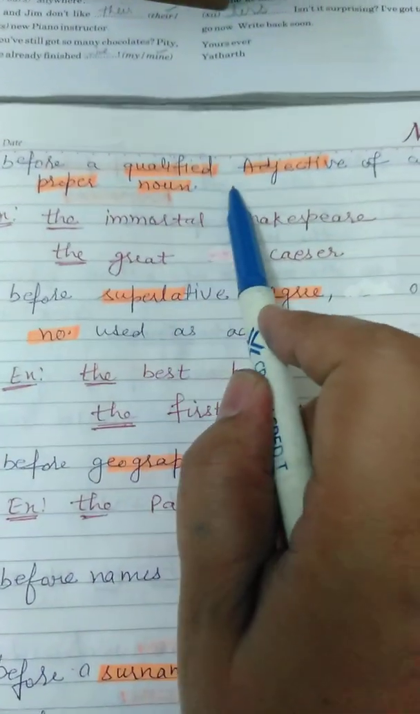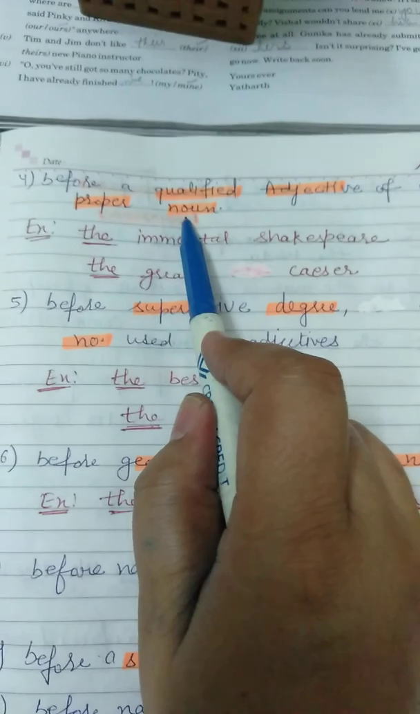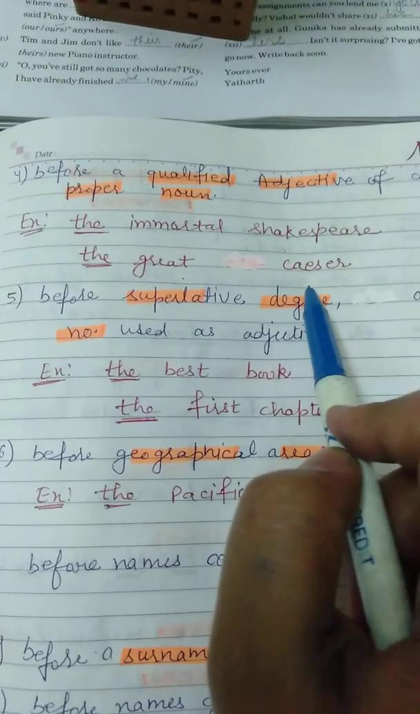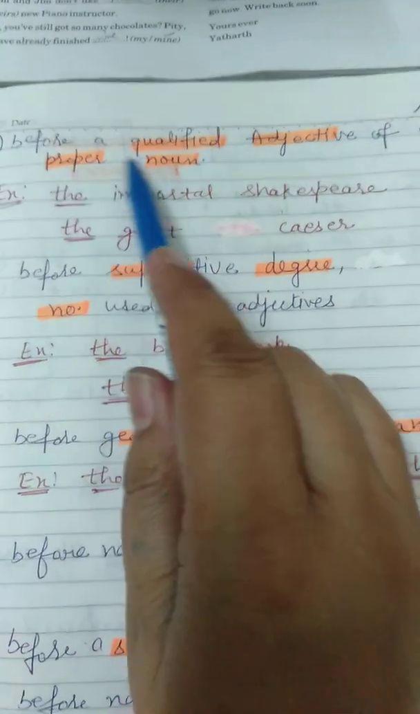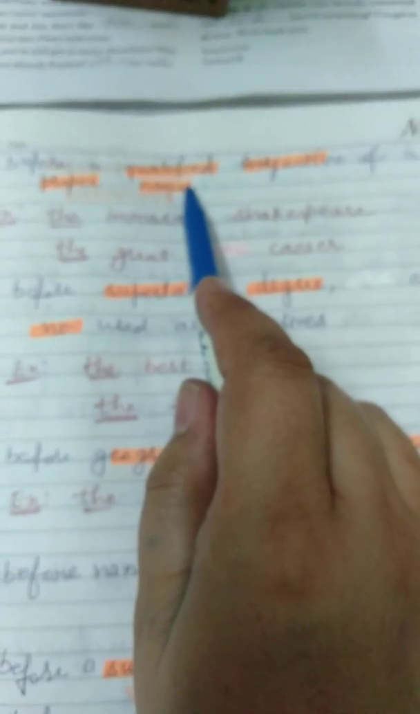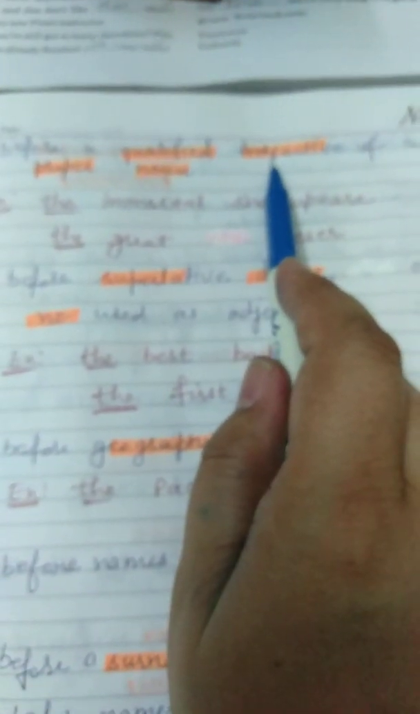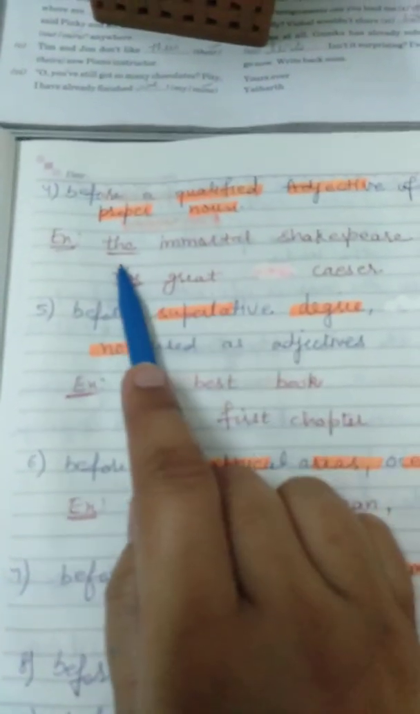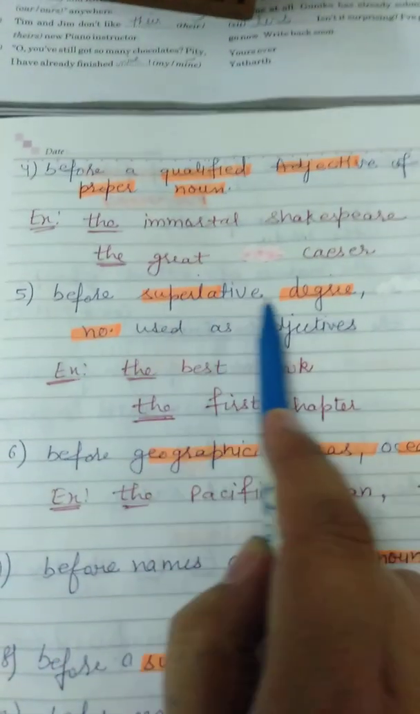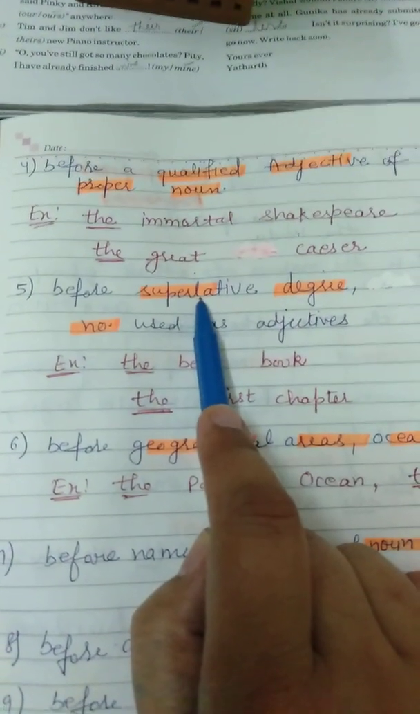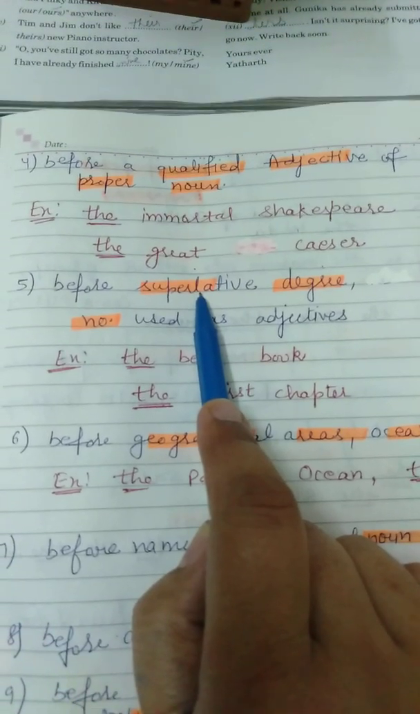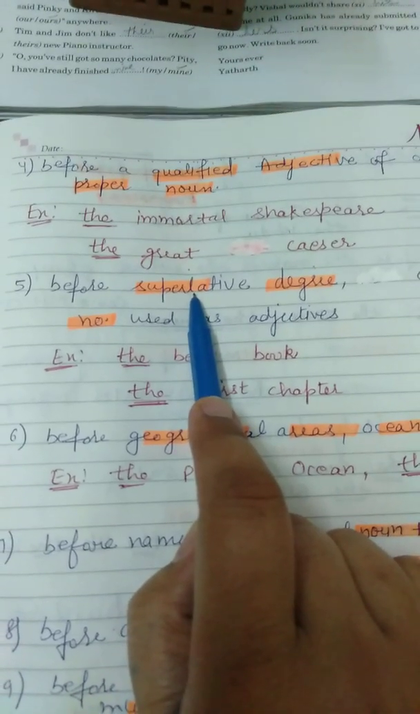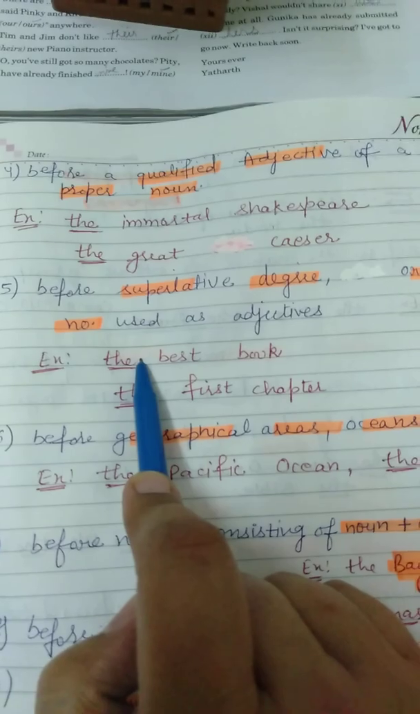Before a qualified adjective of a proper noun. Example, the immortal Shakespeare, the great Caesar. Caesar is the name of a person. Before a qualified adjective of a proper noun. Okay. So next is before superlative degree. Do you remember about the adjectives? It has 3 degrees: positive, comparative and superlative. Superlative is the 3rd degree. And with that 3rd degree we use the.